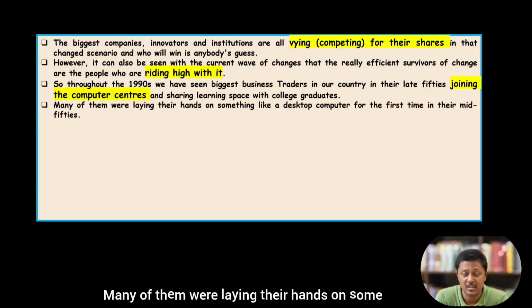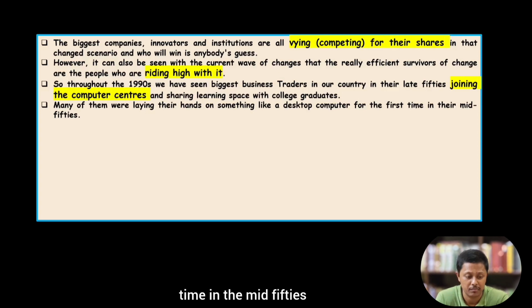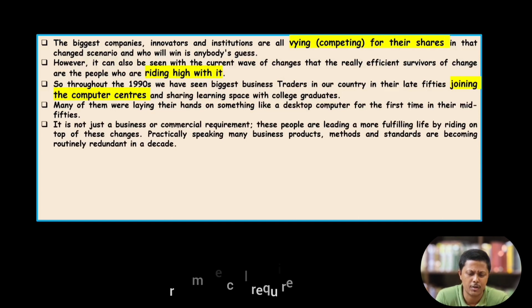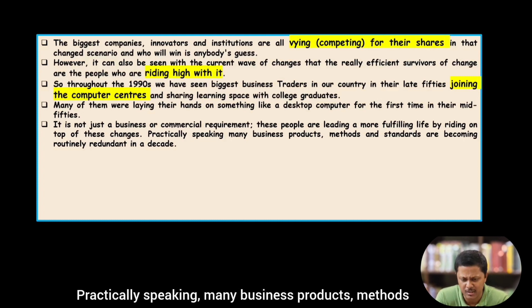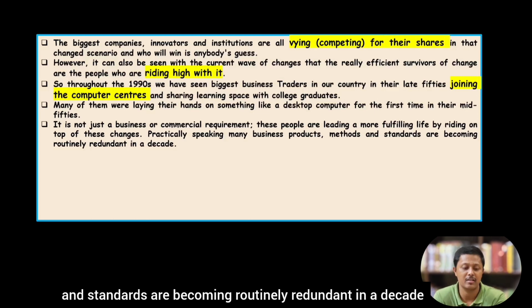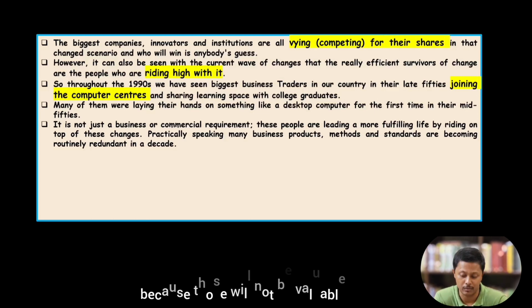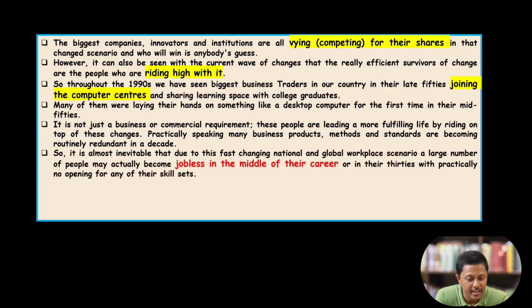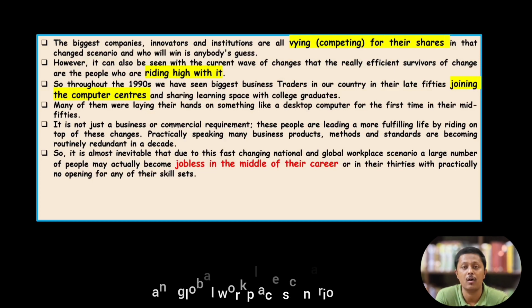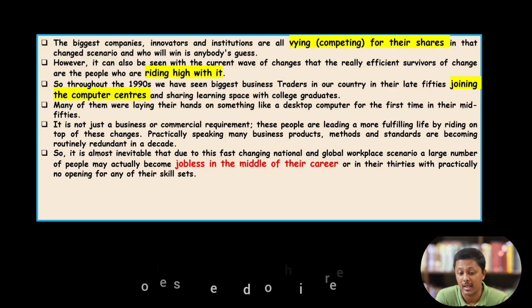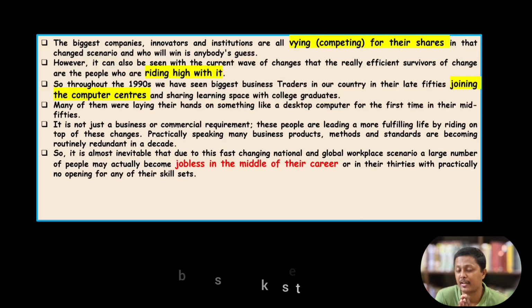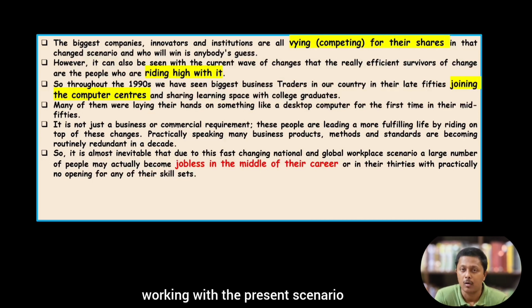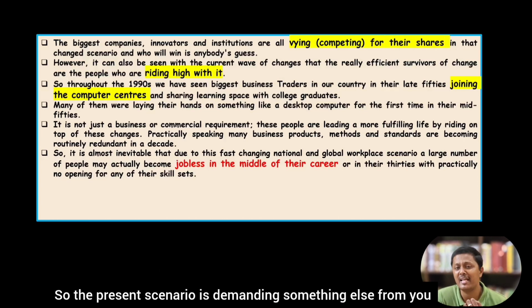Many of them were laying their hands on some kind of desktop computer for the first time in their mid 50s. Now, there are again inevitable results. It is not just a business or commercial requirement. These people are leading a more fulfilling life by riding on top of these changes. Practically speaking, many business products, methods, and standards are becoming routinely redundant in a decade, because those will not be valuable. So it is almost inevitable that, due to this fast changing national and global workplace scenario, a large number of people may actually become jobless in the middle of their career or in their 30s, with practically no opening for any of their skill sets, because the skill sets that you have may not be working in the present scenario. The present scenario is demanding something else from you.